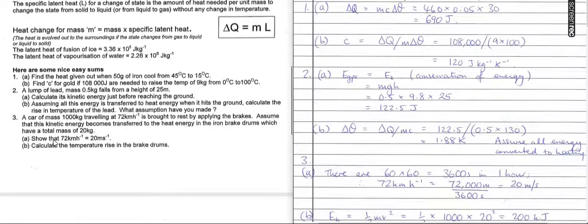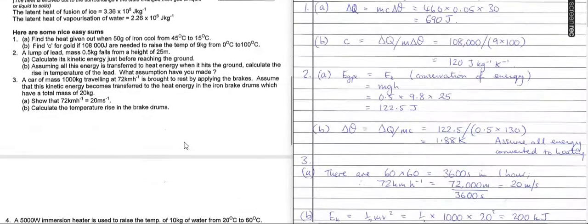Question 3. A car of mass 1,000 kilograms travelling at 72 kilometers per hour. Note that that's not an SI unit. The SI unit would be meters per second. So 72 kilometers per hour is brought to rest by applying the brakes. Assume that this kinetic energy becomes transferred to the heat energy in the iron brake drums, which have a total mass of 20 kg. Part A, show that 72 kilometers per hour equals 20 meters per second.